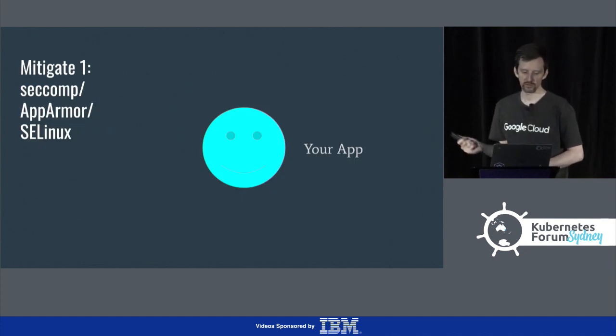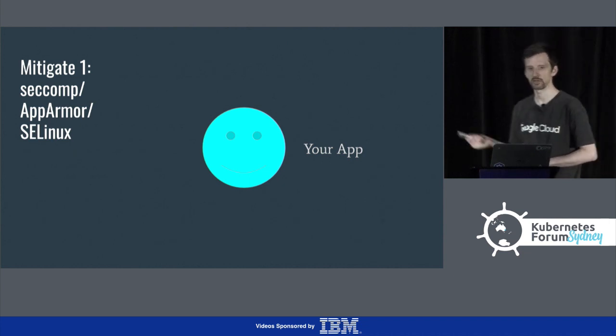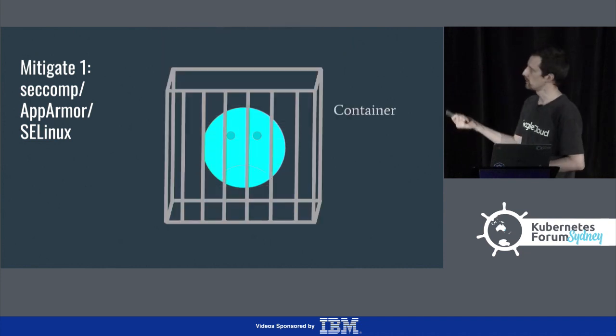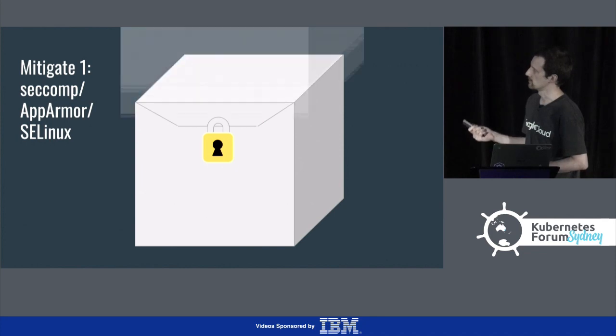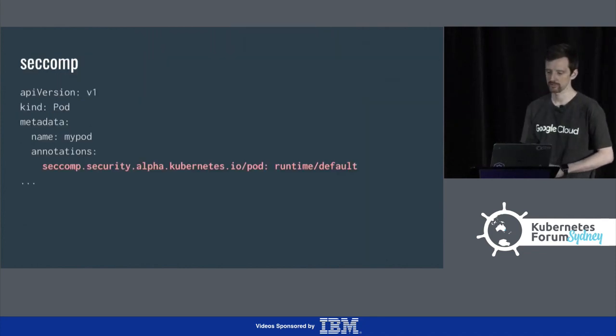Another thing that you can do is to use seccomp and AppArmor. These effectively add extra layers on top of the existing layers, the namespaces and cgroups and things like that, that containers make use of. So if you think about a container as being like a jail, seccomp and AppArmor are additional layers that go on top of that in order to further lock down the application and provide additional rules that you can set.